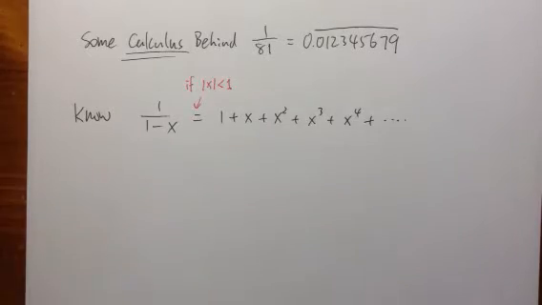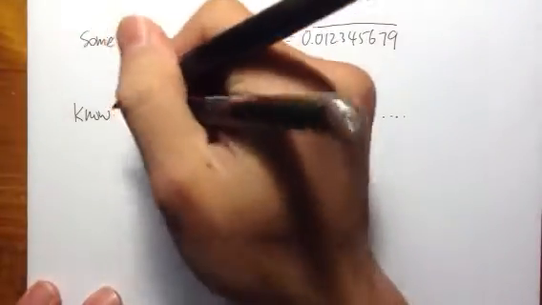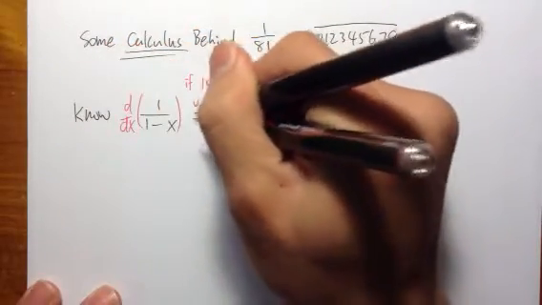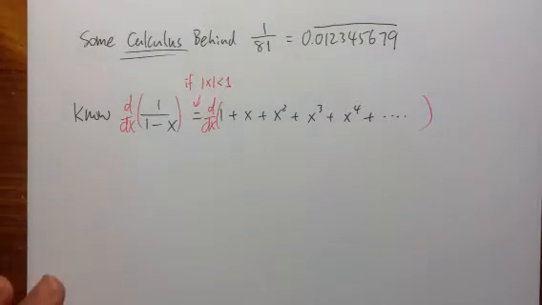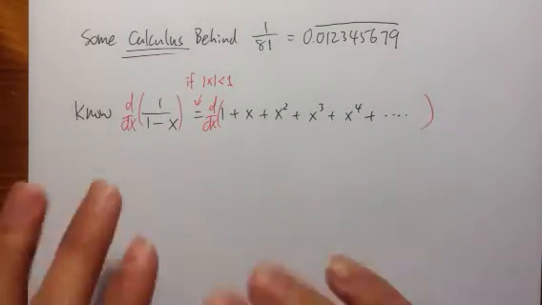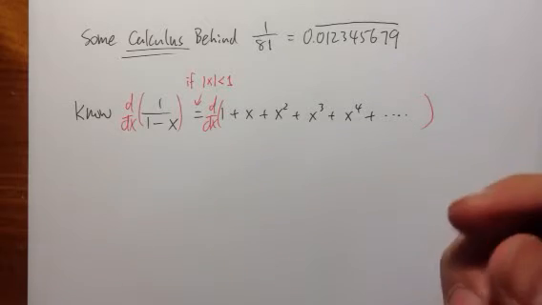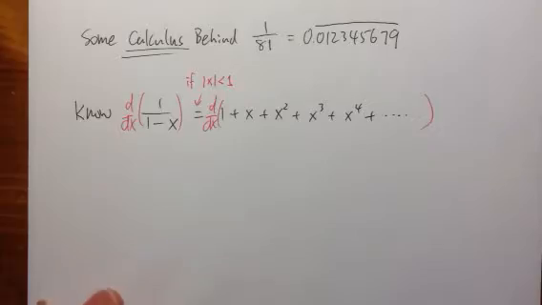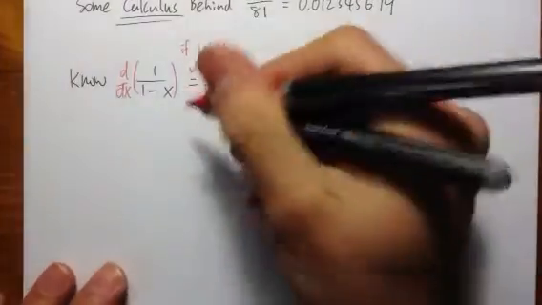So what we're going to do first is take the derivative of both sides. I'm not going to talk about convergence, things like that, but so far all the calculations that we do are valid.